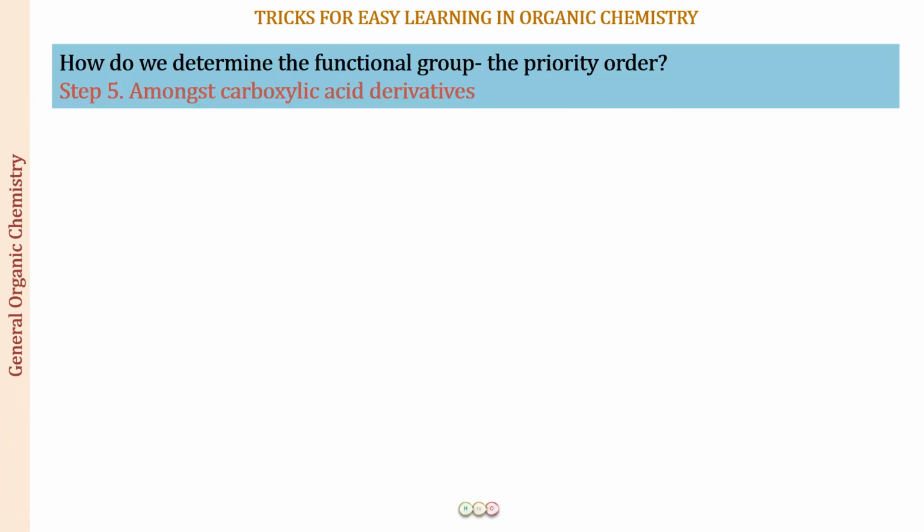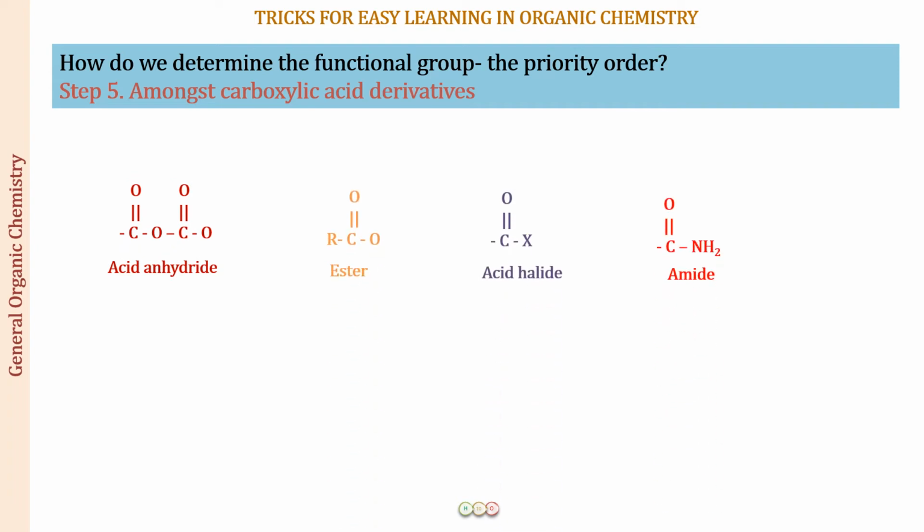Now, next we have the priority order of the various carboxylic acid derivatives themselves. It is not just one carboxylic acid derivative that we have, but more than one. The carboxylic acid derivatives are the acid anhydrides, the esters, the acid halides, and the amides. So, which is going to be higher in priority?